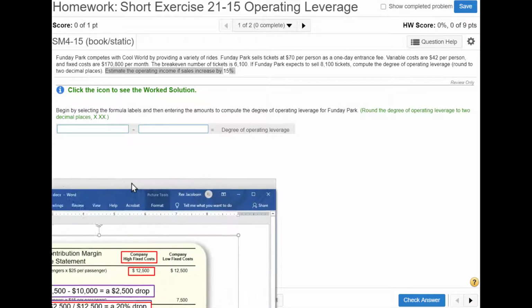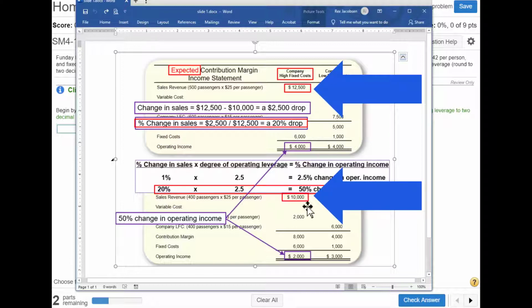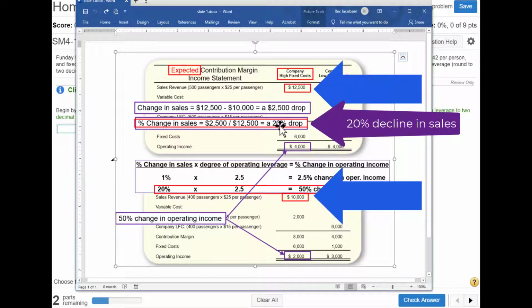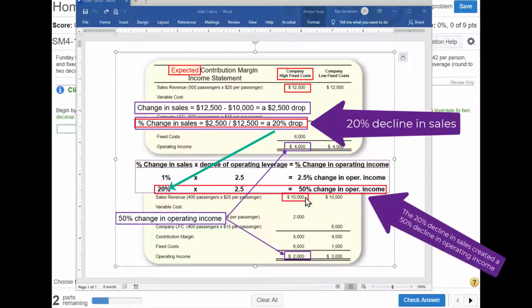Going back to our slides, we found out that there was a company with high fixed costs whose sales dropped from 12,500 to 10,000, which turned out to be a 20% drop. Then we calculated how a 20% drop in sales revenue would affect operating income. We took the 20% drop in sales and multiplied it by the degree of operating leverage for that company. That gives us a percentage change in operating income, in this case a 50% change, which is pretty big.